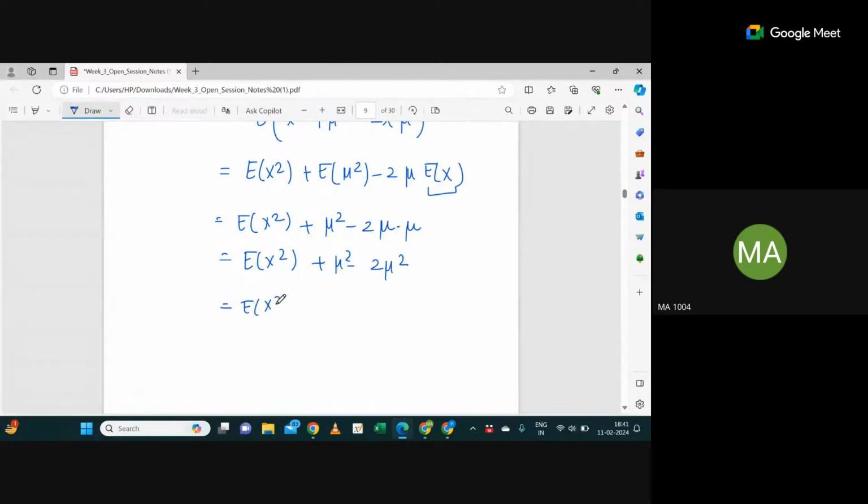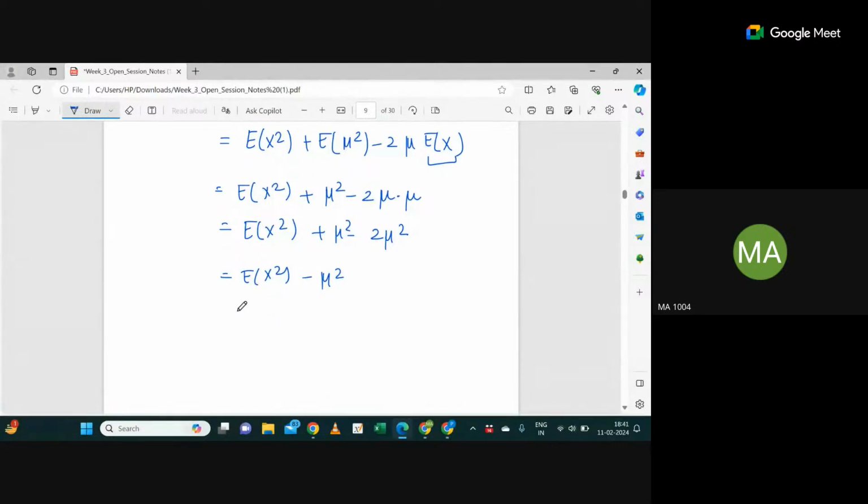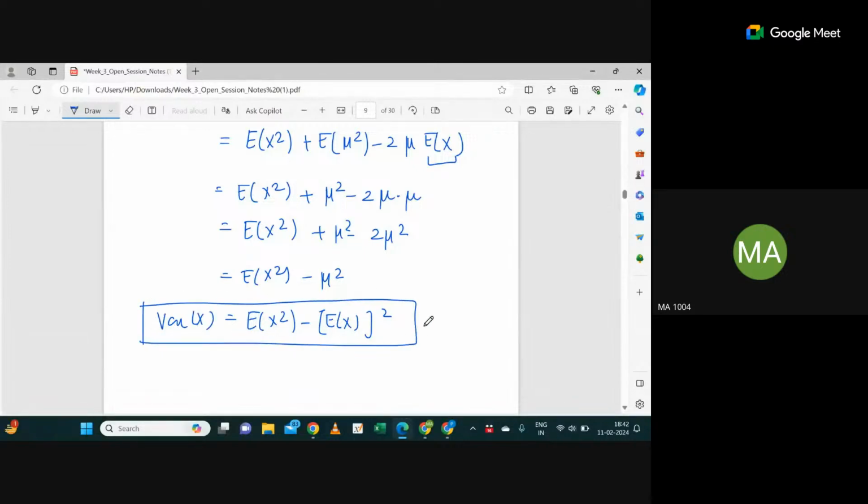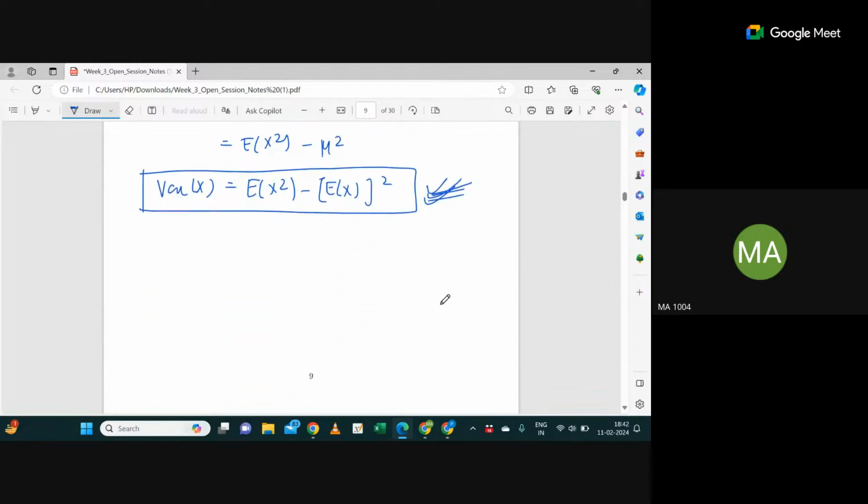Now, expectation of x square minus mu square, right? So if you see, here I got expectation of x square, and what is mu? Mu is nothing but the expected value of x, whole square. So this is another form of variance of x. You can use either one, but mostly we prefer this one because it is helpful. Both are correct, but this is the one I like.